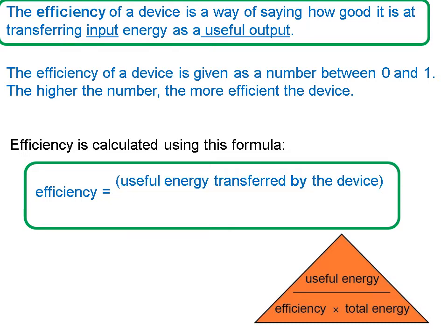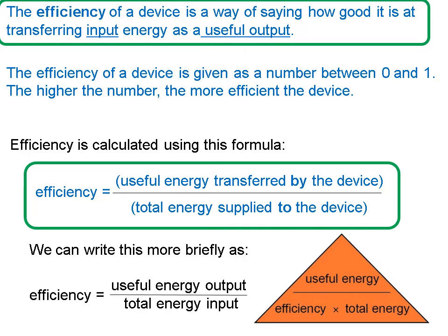So to calculate it, we take the useful amount of energy transferred in joules by the device and we divide it by the total energy that's actually supplied to the device. You can write it in a shorter way and just say that efficiency is useful energy output divided by total energy input, and these are both joules values.